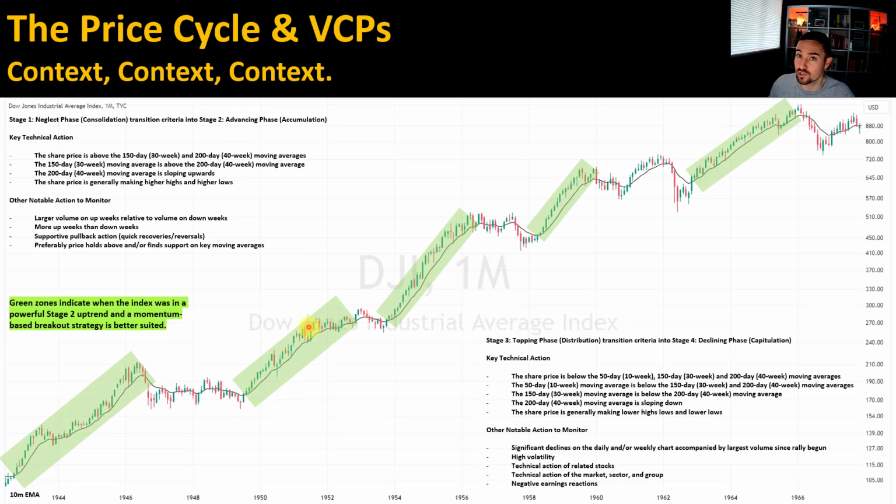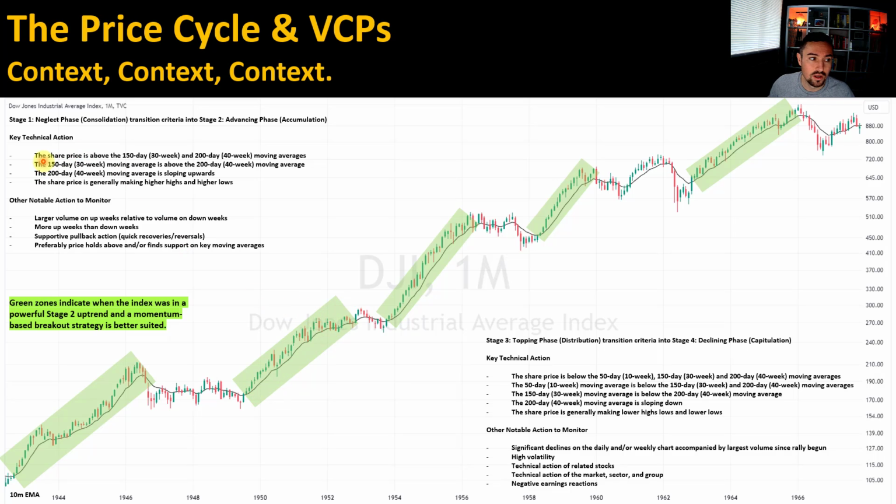So if you imagine this was a stock as well, you could see it as the Dow Jones, obviously, because this is the chart of the Dow Jones, but also think about this as a stock. So these transitions where the price hasn't been going anywhere, it's just range bound, a non-trending environment, then those transitions into a stage 2 advancing phase. What are you looking for?